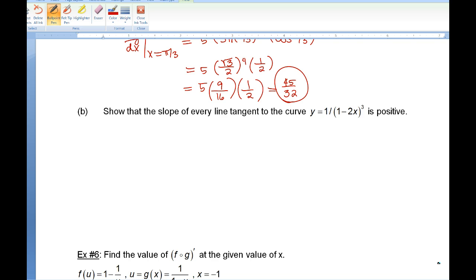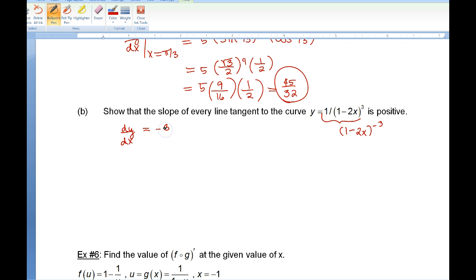Show that the slope of every line tangent to the curve y equals 1 over (1 minus 2x) to the third power is positive. So, dy/dx. Since this is 1 over something, you could apply the quotient rule, but writing it as (1 minus 2x) to the negative 3 power is just a lot easier. Then you just have to do the power rule and chain rule. We agree? That makes it a little easier than the quotient rule? Yes. Okay, so we're going to move the negative 3 to the front.